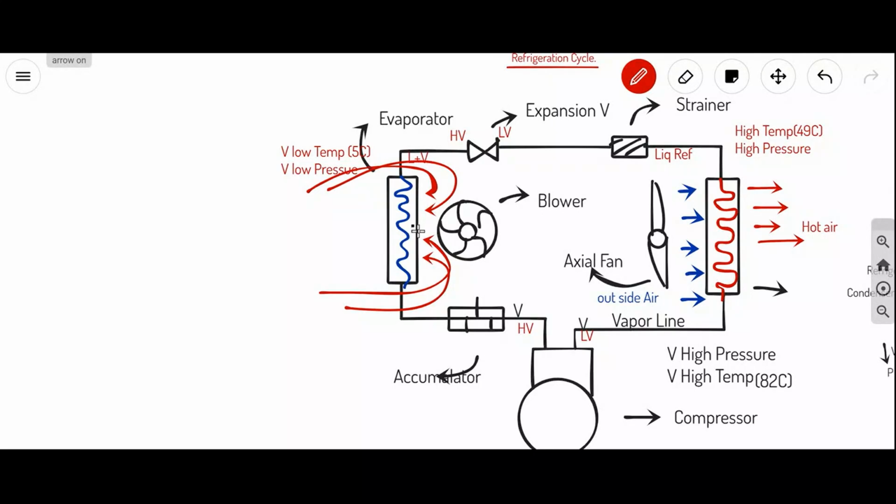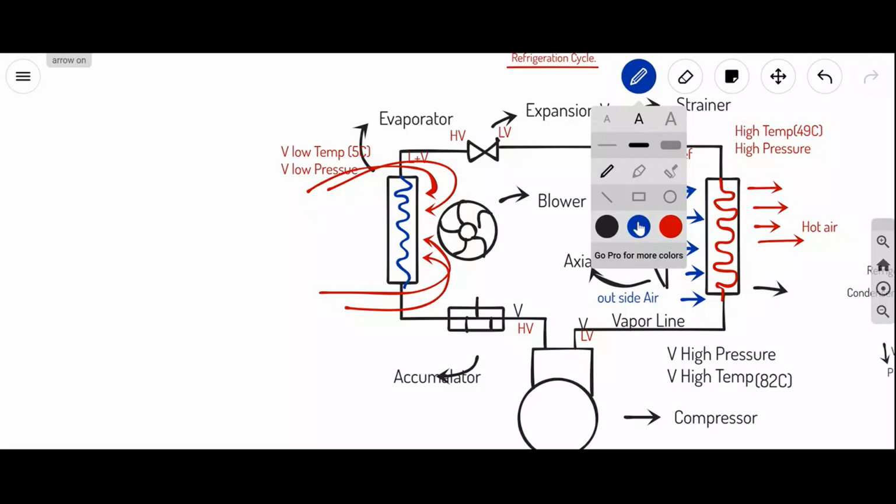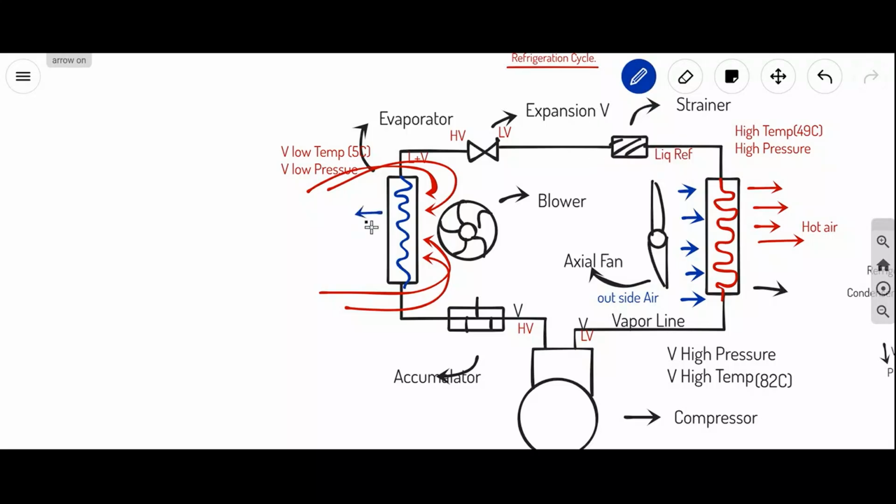So as it is chilled, this hot air will get cooled down. Okay, this hot air will get cooled down. Temperature decrease हो जाएगा hot air को.